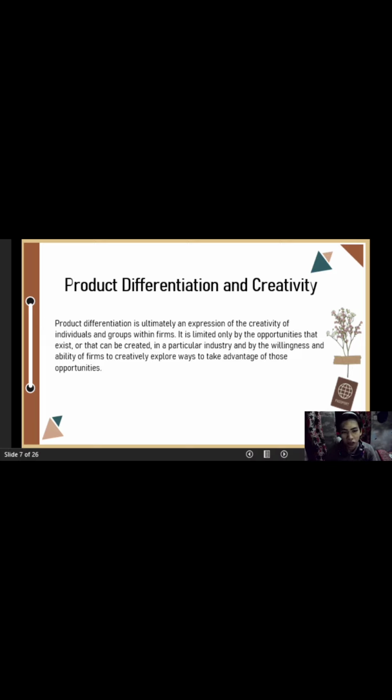Product differentiation and creativity. Product differentiation is ultimately an expression of the creativity of individuals and groups within firms. It is limited only by the opportunities that exist or that can be created in a particular industry and by the willingness and ability of firms to creatively explore ways to take advantage of those opportunities.